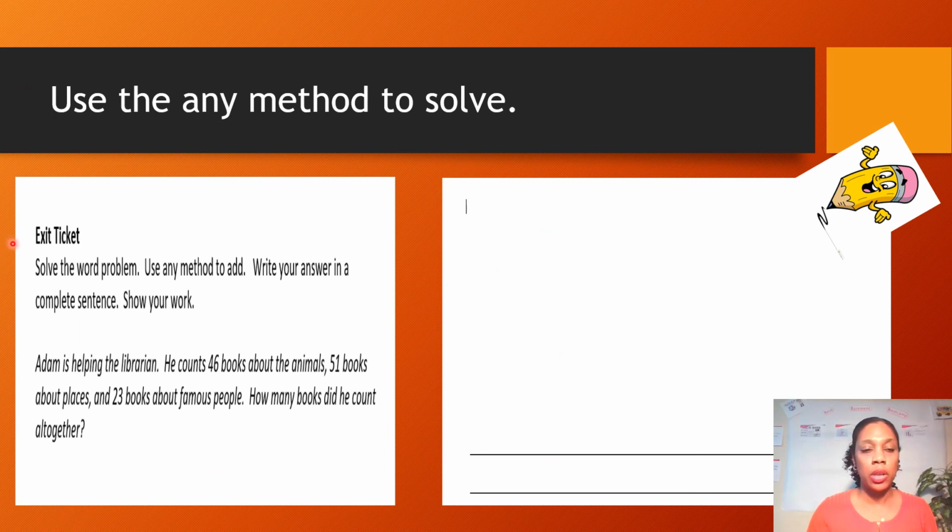The last thing that we're going to look at today is our exit ticket. You can solve this word problem using any method to add. Write your answer in a complete sentence and show your work.